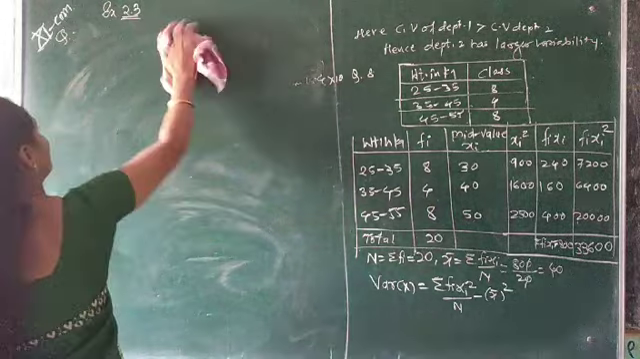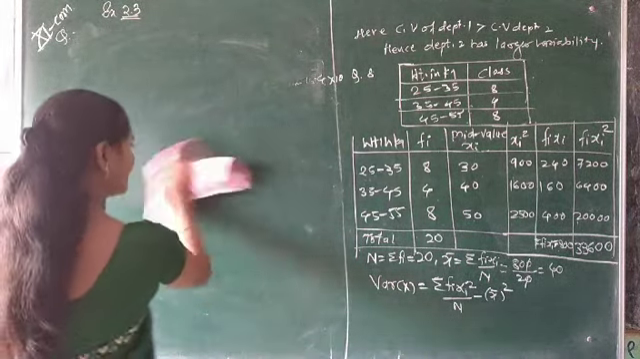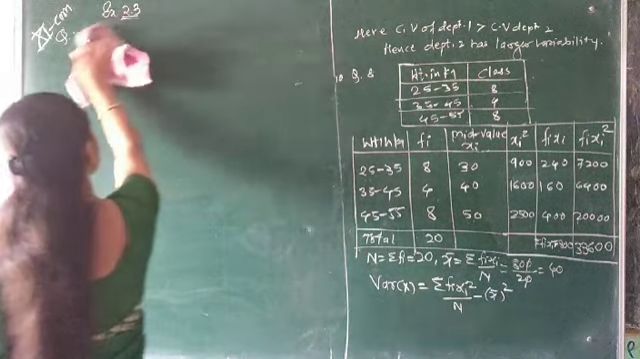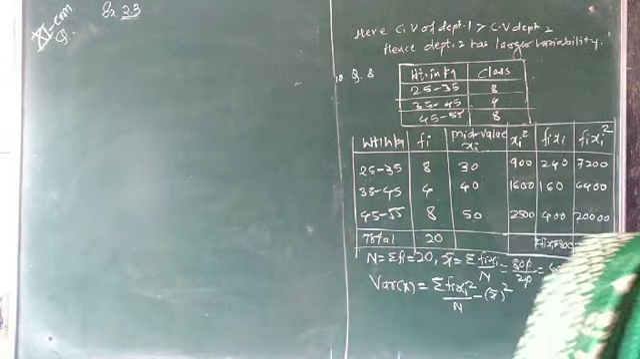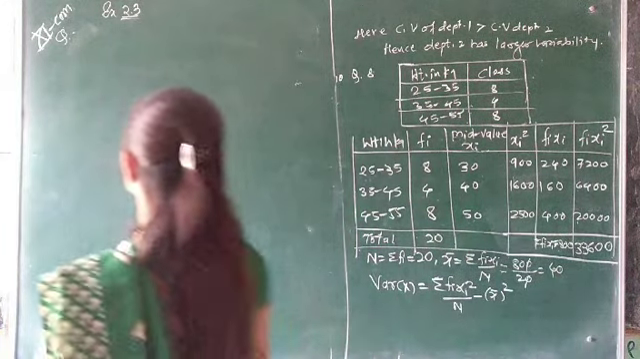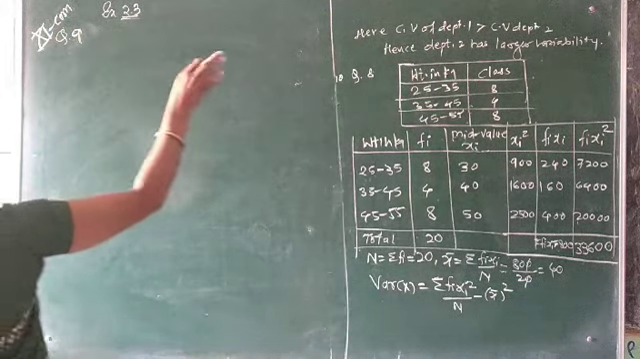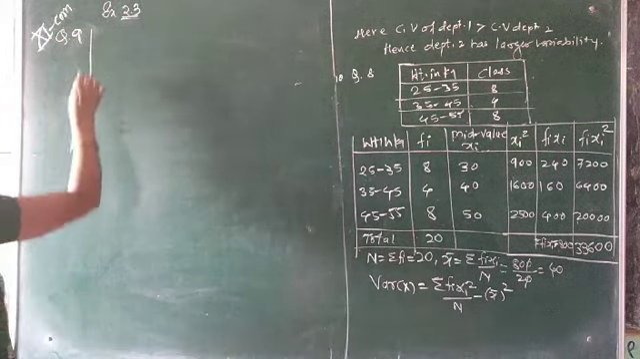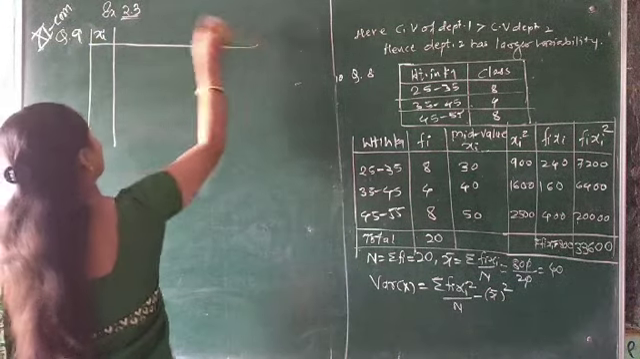So for finding CV we have to find the value of standard deviation. For finding standard deviation, first we are going to find the value of variance. Question number 9. First I am directly constructing the table for this. Xi is fixed for both the teams.